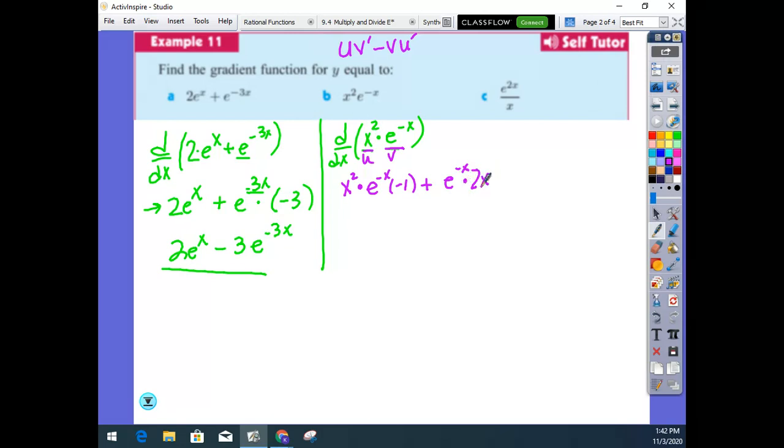And once again, the cleaner way to write it, I'm going to leave e to the -x kind of on the end. -1 times x squared, -x squared times e to the -x, plus 2x e to the -x. So I just kind of like leaving e to the -x at the end.